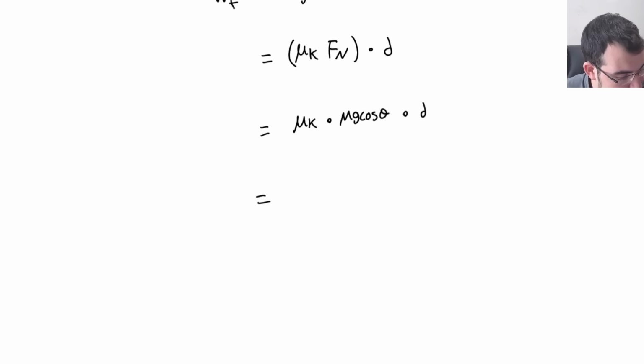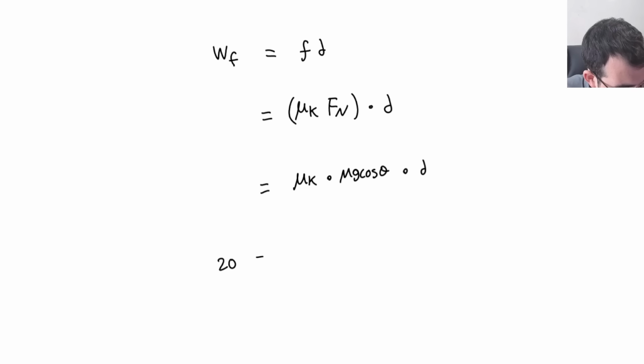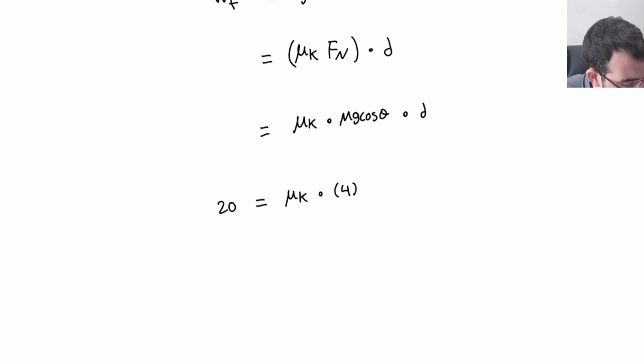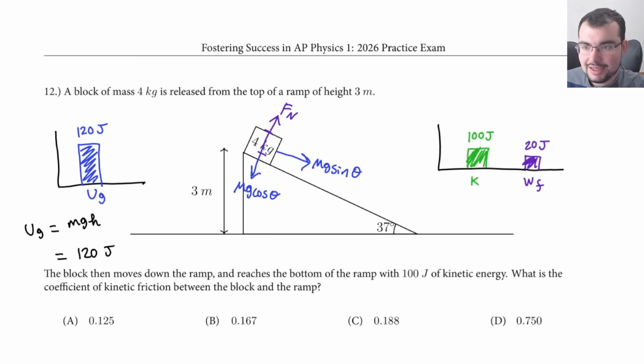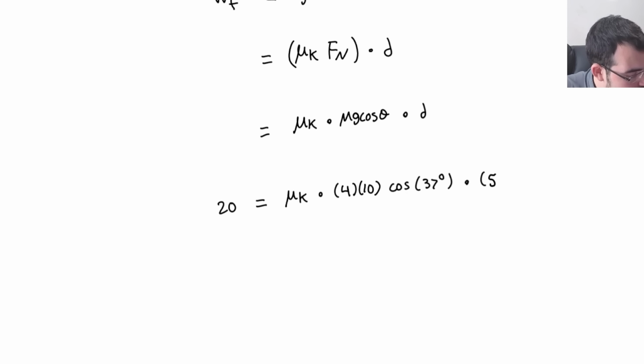So we can just start plugging in now. So we have our work done by friction was 20 joules. We don't know mu k. The mass of the block is 4 kilograms. G is 10. Then we have cosine theta, which is cosine of 37 degrees. And then we have to figure out what d is. So d is not actually the height, it's the slant length. So if we work this out, you would see that this side is 4 meters. It's a 3, 4, 5 triangle. So we have to actually multiply by 5 meters there.